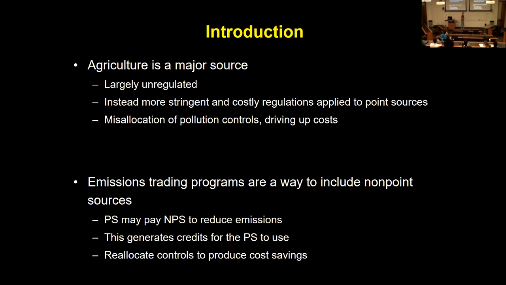Well, they've come to find out that emissions trading programs could be a way to include non-point sources. Basically, the point source would pay the non-point source to reduce their emissions and create a credit or an offset that the point source no longer has to emit, no longer has to abate quite as much. And so this is a way of reallocating controls to produce cost savings.